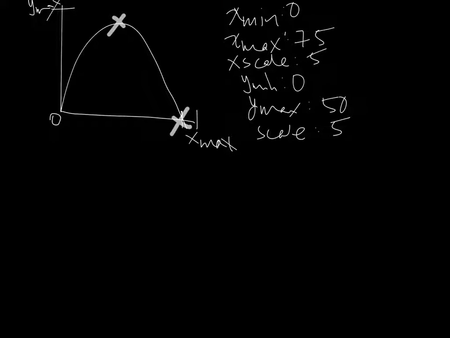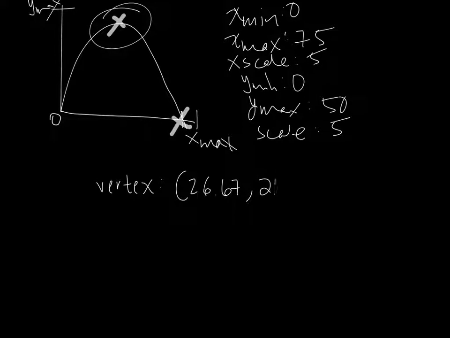So how do I find my vertex? I found it by doing second trace max, correct? Because in this case, since my parabola is facing downwards, which I knew because my A was negative. So I found my vertex to be 26.67, comma 21.33. And I found my zero, this is 0.